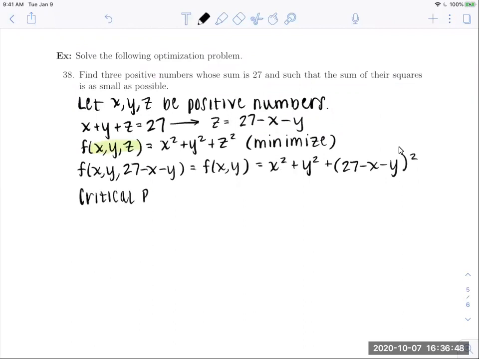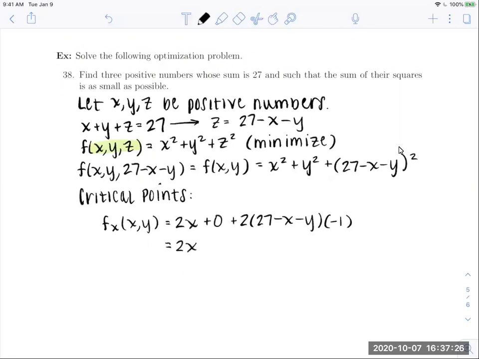We're looking for our critical points. To do that, I want to take the first order partial derivatives and set them simultaneously equal to 0. So what is the first derivative with respect to x? I'm getting 2x plus 0, and then I'm going to use the chain rule here, plus 2 times 27 minus x minus y, to the first power. Derivative of the inside with respect to x is a negative 1. All right, so let's go ahead and simplify this. This is 2x plus 54 minus 2x minus 2y. And shoot, I didn't distribute my negative times a negative 1. And so this becomes 4x minus 54 plus 2y.